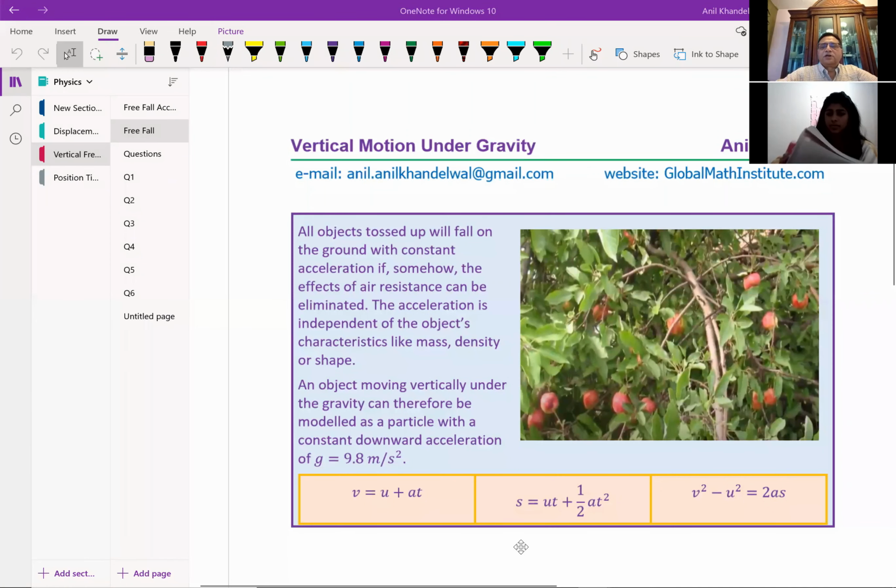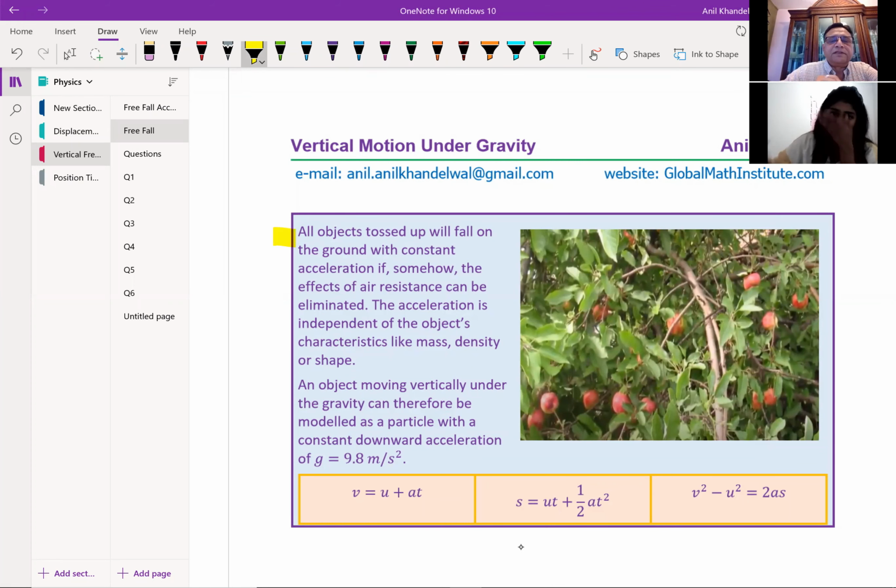So let me share with you the material which I have created. Perfect. So vertical motion under gravity, that is what we are going to study today.